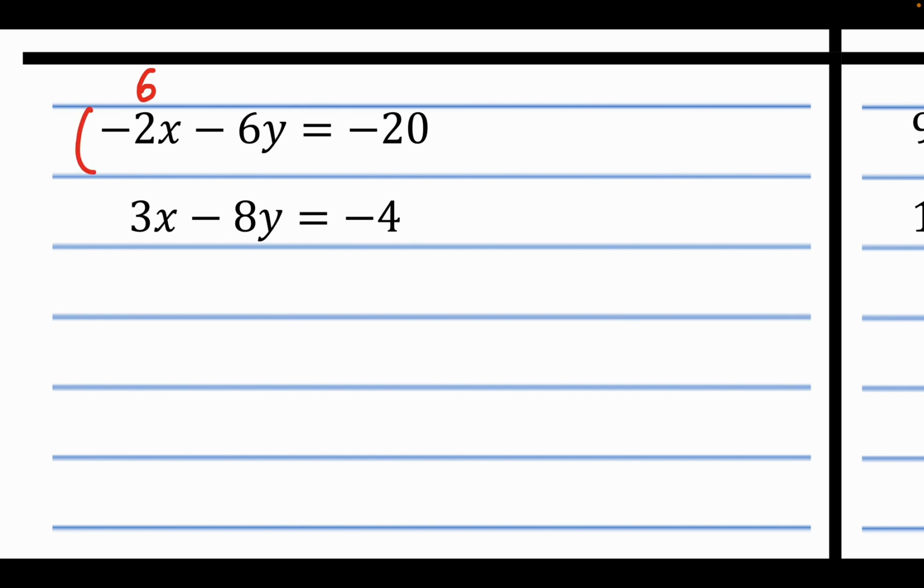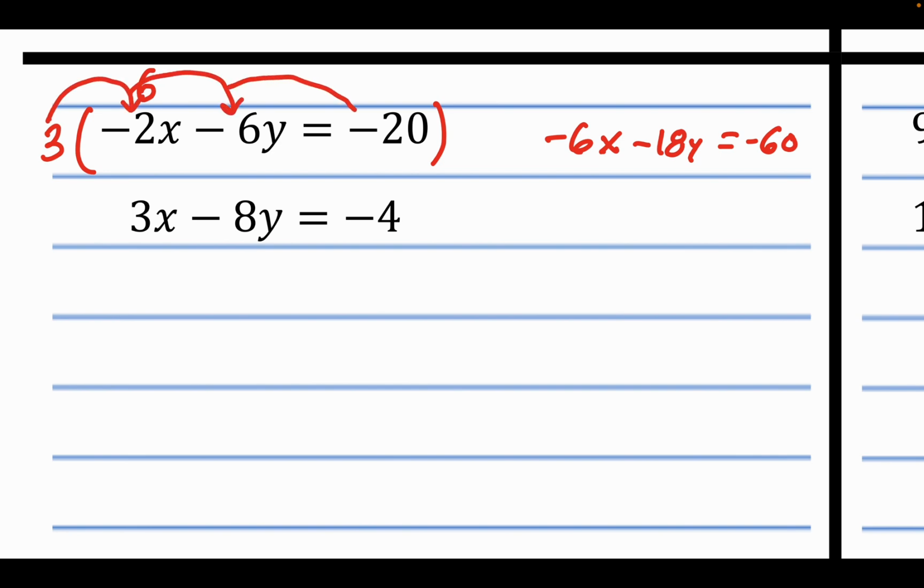Since we've chosen 6 for the x's, everything we're going to do is to get them to both say at least a 6. To do so, we're going to multiply that top by 3. There's our negative 6x minus 18y equals negative 60. I don't want to cause the same mistake, so I'm going to make sure I just fully distributed. We get negative 6, negative 18, negative 60.